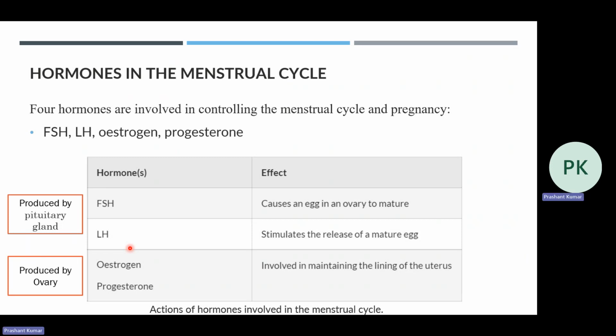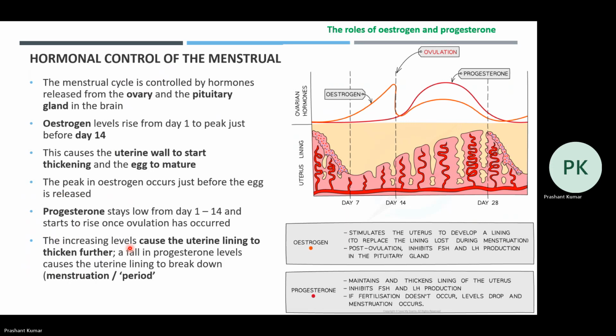Estrogen and progesterone maintain the lining of the uterus so that the gametes, which are fused, right? So the pregnancy will be carried out. So, hormonal control of the menstrual cycle. Let's talk about how it is being controlled.